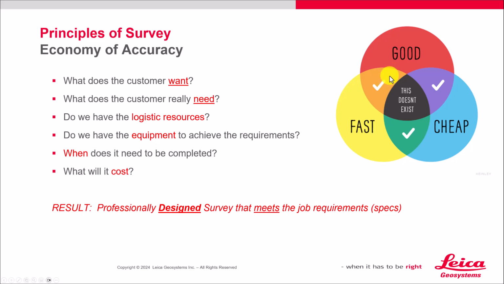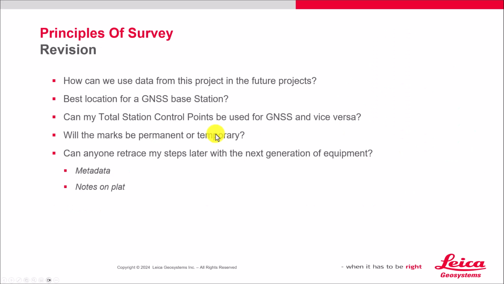Unfortunately, you probably have seen this where you can only pick two: good and fast, or good and cheap, but all three of those doesn't exist. So we have to take all these things into consideration and make the right professional choices, or we can go broke by kind of overdoing the accuracy thing.